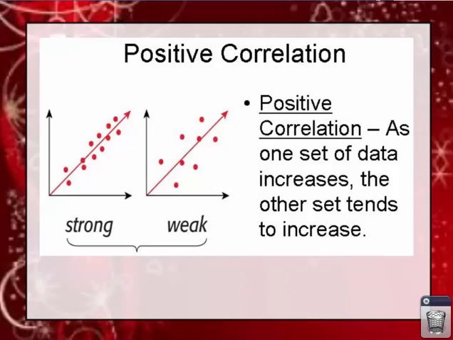Positive correlation means as one set of data increases, the other set tends to increase as well. So you'll notice in this one, as our X value increases, our Y value increases. Now this is what we call a strong correlation, because there's a line that fits down through there. It appears to go through there anyway. And the closer all these dots are to that line, the stronger the correlation.